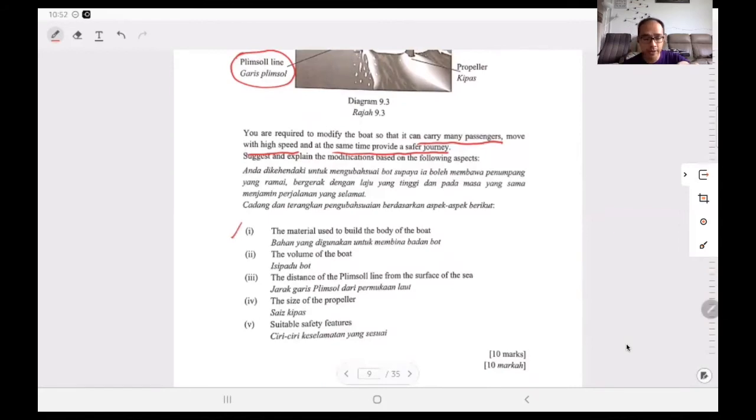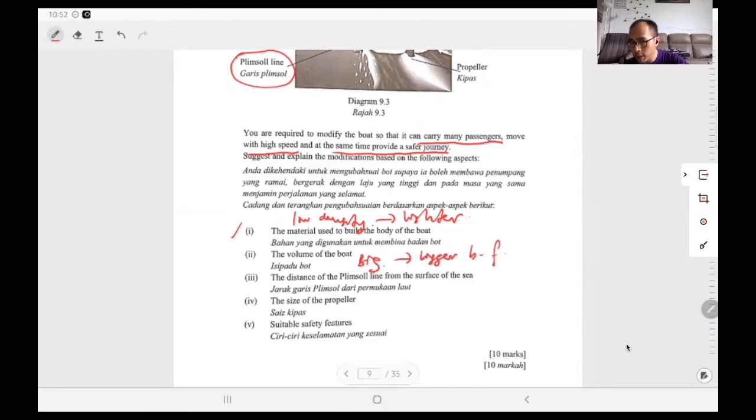Again, this is about characteristics. Usually we say low density, which means it's lighter. The volume of the boat should be big, because if you have a bigger volume, you can displace more water. Displace more water, you have a bigger buoyant force. So the answer will be bigger buoyant force.